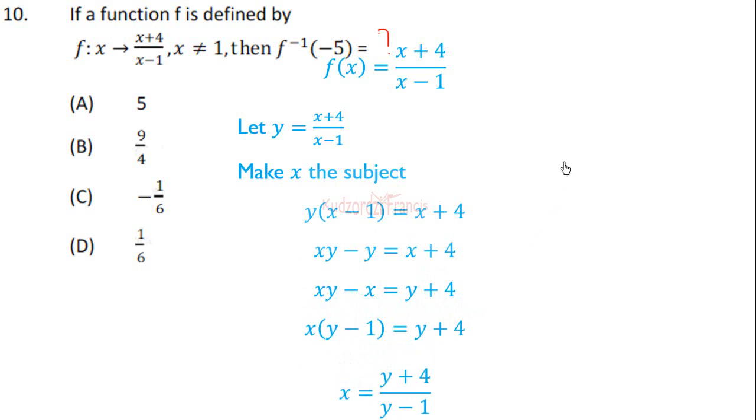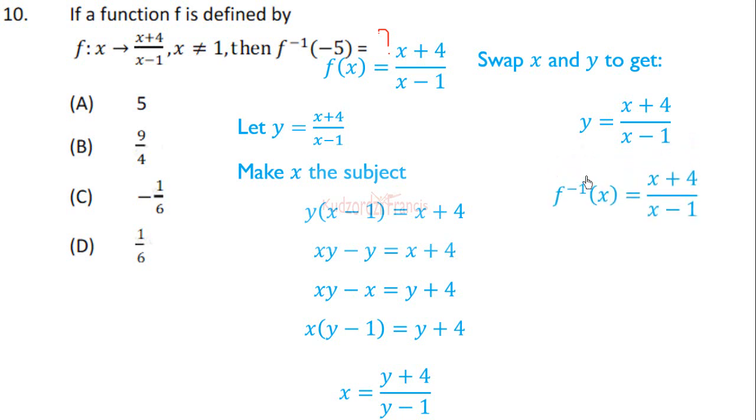And the next thing we do is to swap x and y. So if you swap x and y, you get y equal x plus 4 over x minus 1. So it implies that the inverse of f of x is x plus 4 over x minus 1, which is the same thing. So it is reflexive.